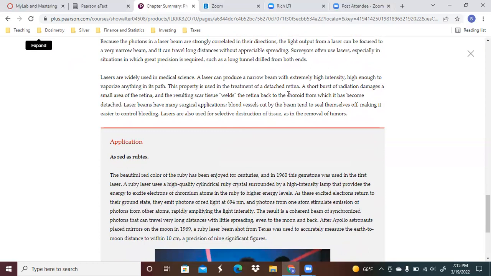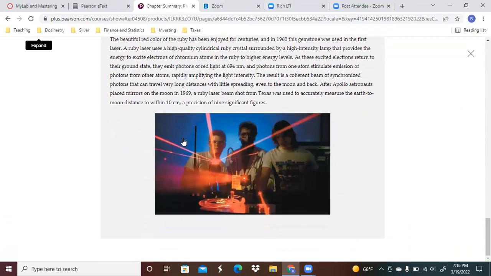The properties are used in the treatment of a detached retina. A short burst of radiation damages a small area of the retina, and the resulting scar tissue welds the retina back to the choroid from which it had been detached. Laser beams have surgical applications. Blood vessels cut by the beams tend to seal themselves off, making it easier to control bleeding, and lasers can also be used in the removal of tumors.